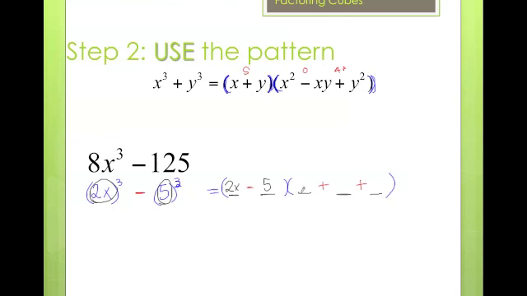To get my first blank in my trinomial, I square the 2x. Remember that it is 2x squared. So 2 squared is 4, x squared is x squared. To get my middle term, I multiply these two. So that gives me a 10x. And my last term, I square. So 5 squared is 25.